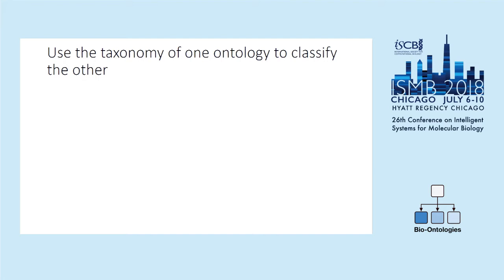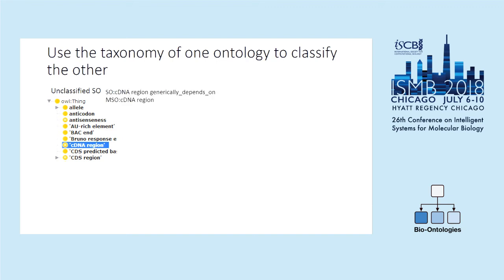So now that we have a whole bunch of SO terms whose only asserted axioms are that they generically depend on some MSO counterpart, we need to have a way to classify the SO to generate its taxonomy. So take our example of the SO cDNA region here. It's milling about at the top of the hierarchy. That's not particularly classified. It's just a bunch of SO terms here in our nascent ontology. And the one thing we do know is that it's generically dependent on its MSO counterpart here.